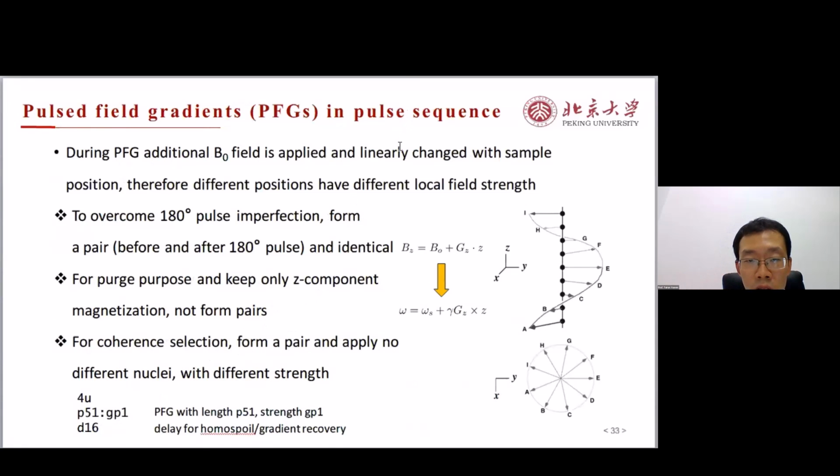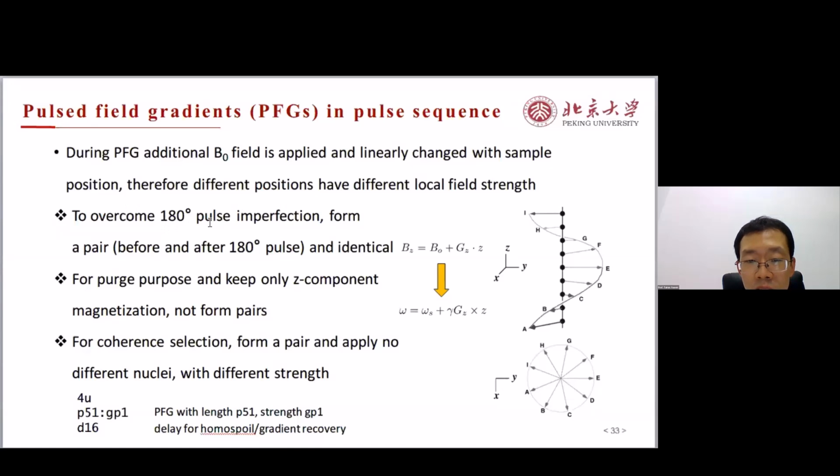The last part I'll mention is about the pulsed field gradient. The way to apply it is just to apply an additional B0 field, and the strength of this field changes linearly with sample position. That's how it works. I think at least 3 different types can be classified into 3 different groups.